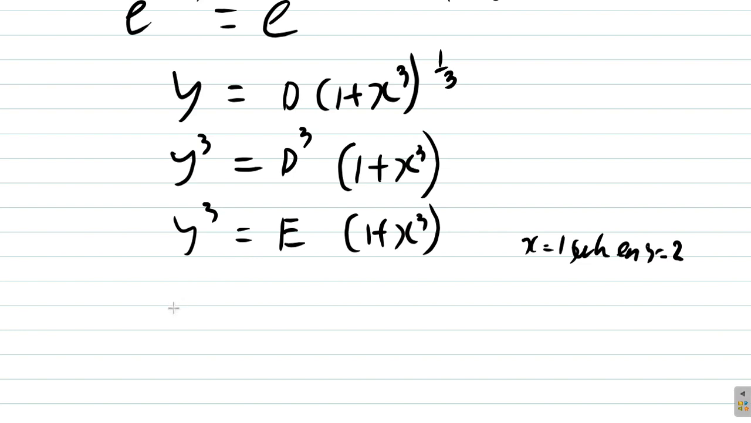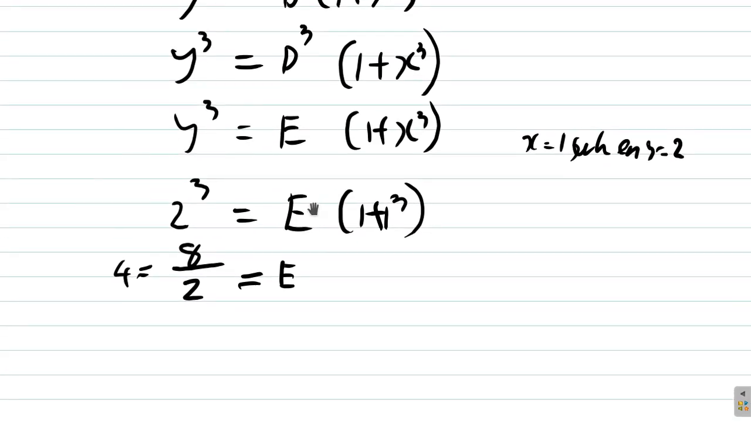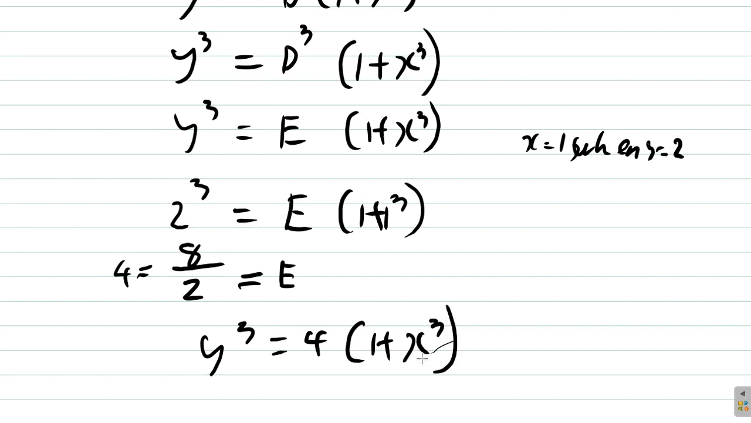So y equals 2. So 2 cubed is equal to e times 1 plus 1 cubed. In this case, e would be equal to 2 cubed, which is 8, over 1 cubed is 1, 1 and 1, 2. 8 over 2 is 4. So e would be 4. So for this particular solution, y cubed is equal to 4 times 1 plus x cubed. So that's what you would have.